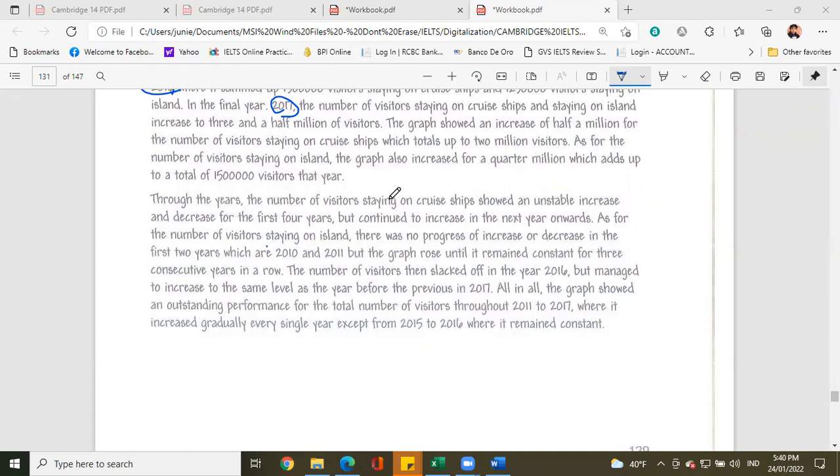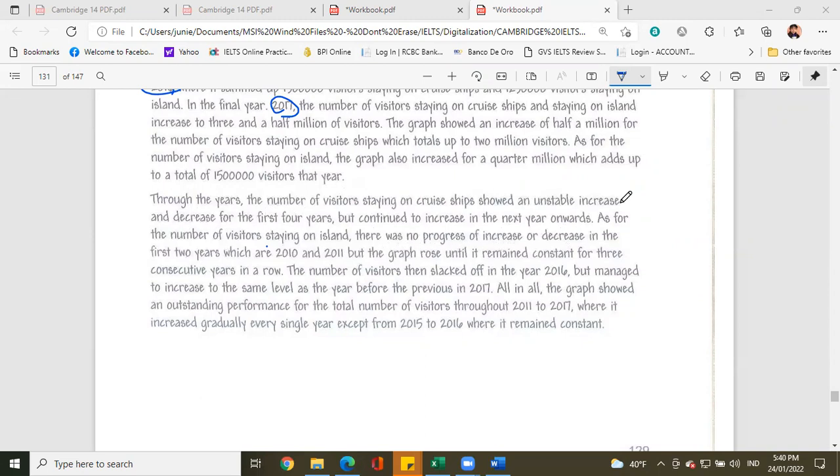Through the years, the number of visitors staying on cruise ships showed an unstable increase and decrease for the first 4 years, but continued to increase in the next year onwards. As for the number of visitors staying on the island, there was no progress or increase in the first 2 years, which are blah, blah, blah. The graph rose until it remained.